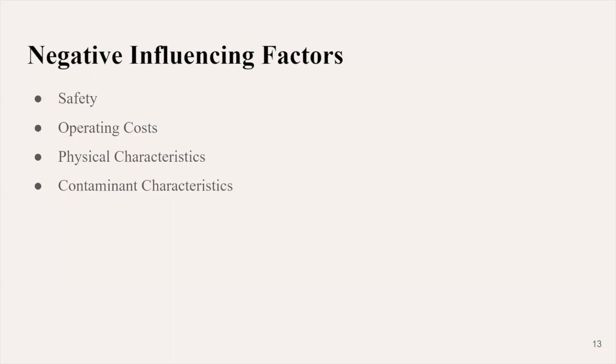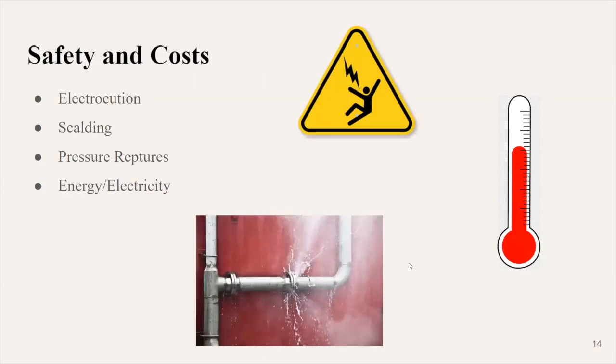All right. So next we have the negative influencing factors, and they are safety, operating costs, physical characteristics, and contaminant characteristics. Safety and operating costs are probably unanimous throughout all of these treatment techniques, but physical characteristics and contaminant characteristics can be more tailored to thermal remediation. So next, safety and cost.